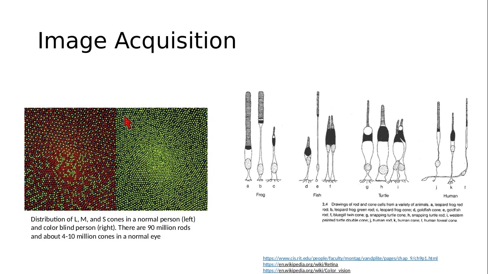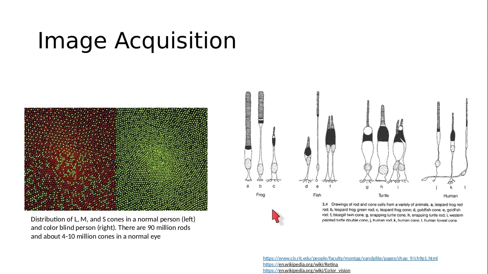And on the right, what you have are the cones for a colorblind person. The colorblind person has very few L cones in this particular sample, and it can be different distributions as the quality of the vision is different. There are about 90 million rods and about 4 to 10 million cones in a normal eye. So the rods outnumber the cones by a very large margin. You have way more rods than you have cones.